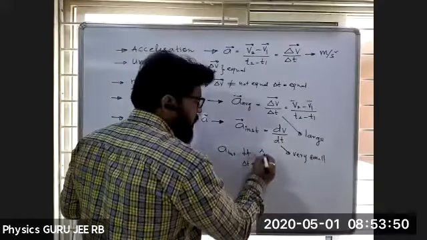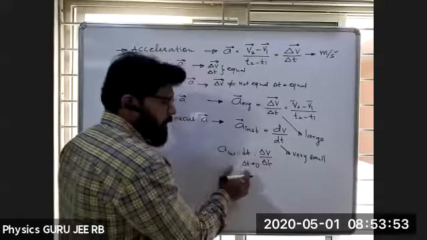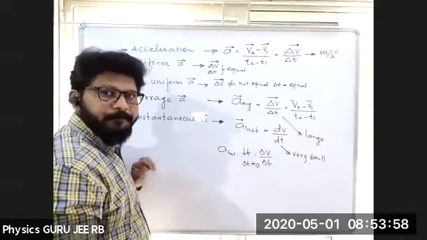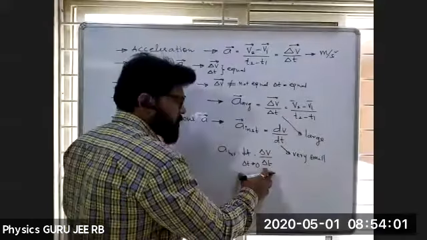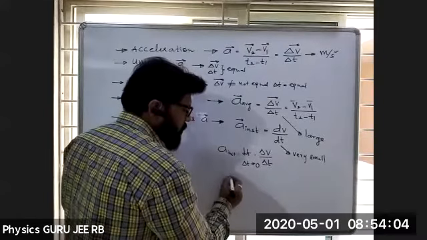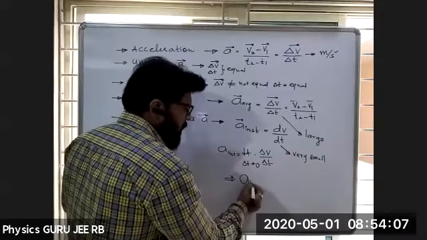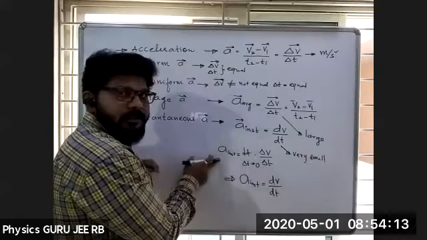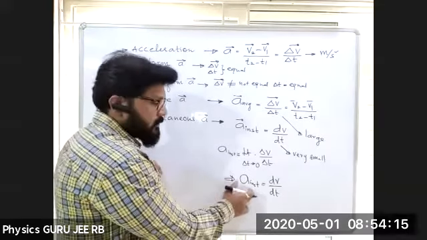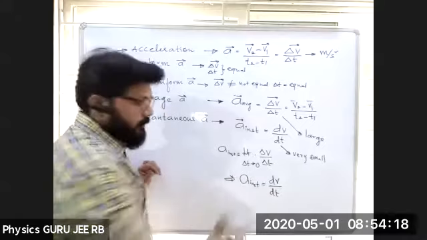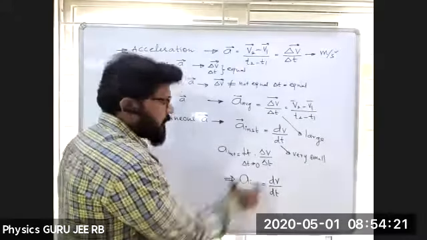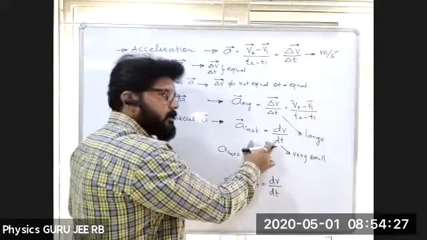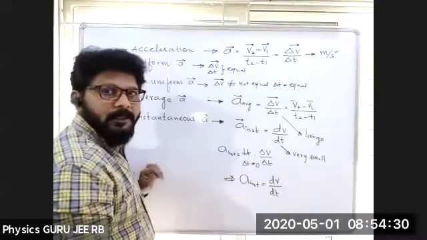Then if I take delta v by delta t, when delta t is tending to 0, delta t goes from large to small. This mathematical expression can be represented as instantaneous acceleration equal to dv by dt. If the above condition is satisfied, we can express instantaneous acceleration as dv by dt. So one should know that dt is very, very small and dv is also very small.